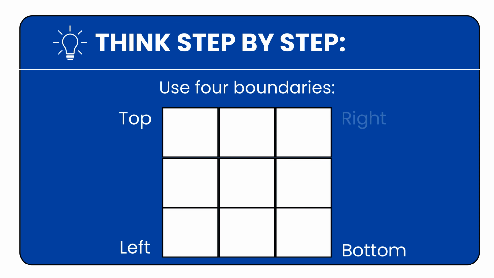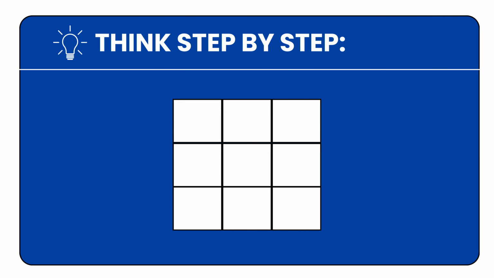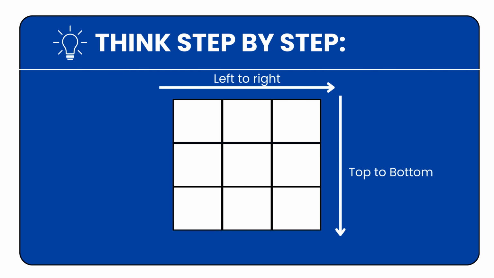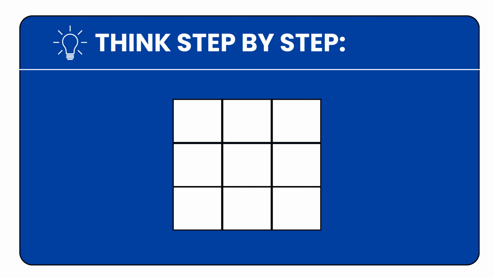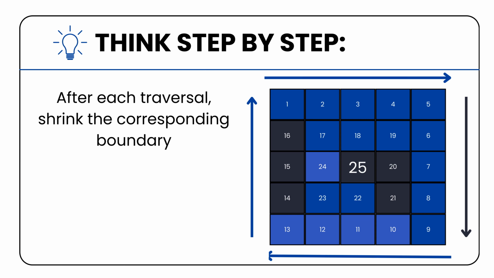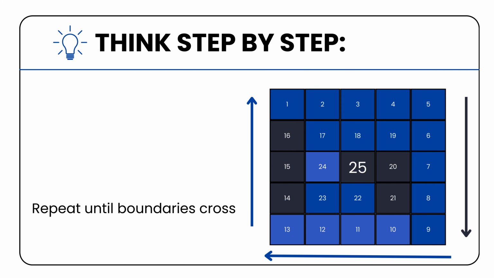Use 4 boundaries: top, bottom, left, right. At each step, traverse left to right along the top row, top to bottom along the right column, right to left along the bottom row if not revisited, and bottom to top along the left column if not revisited. After each traversal, shrink the corresponding boundary. Repeat until boundaries cross. Let's clarify.